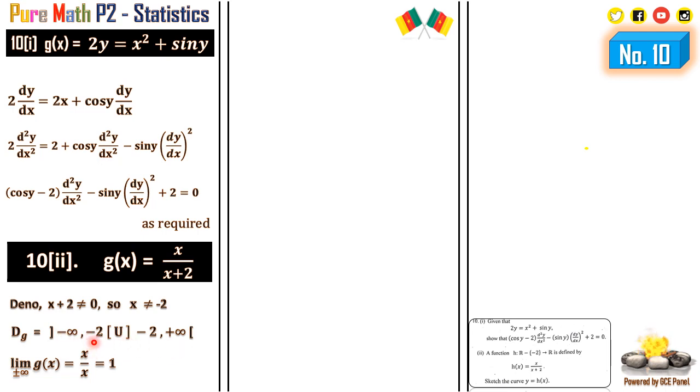Now, you need the limit as x tends to negative 2 from below. As x tends to negative 2 from below, we take a number slightly less than negative 2.